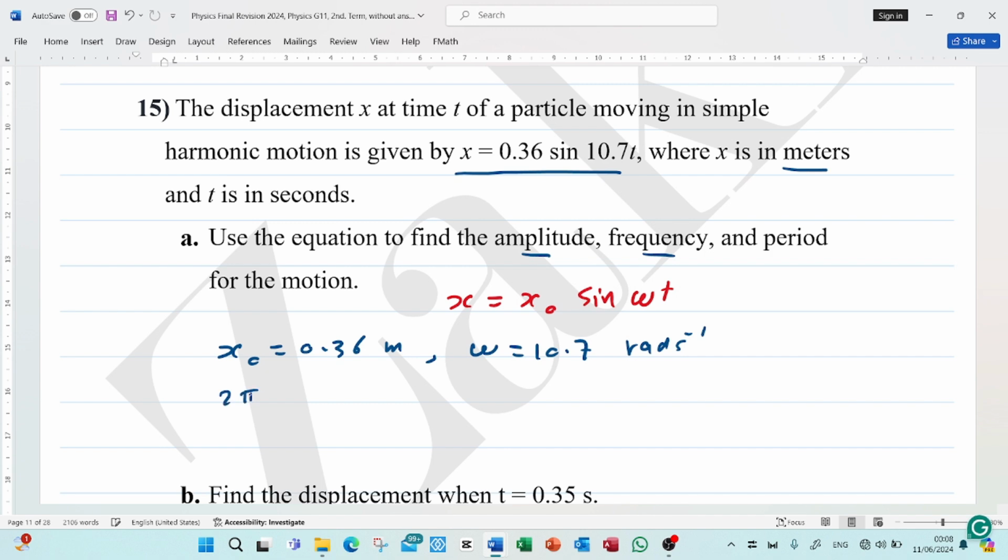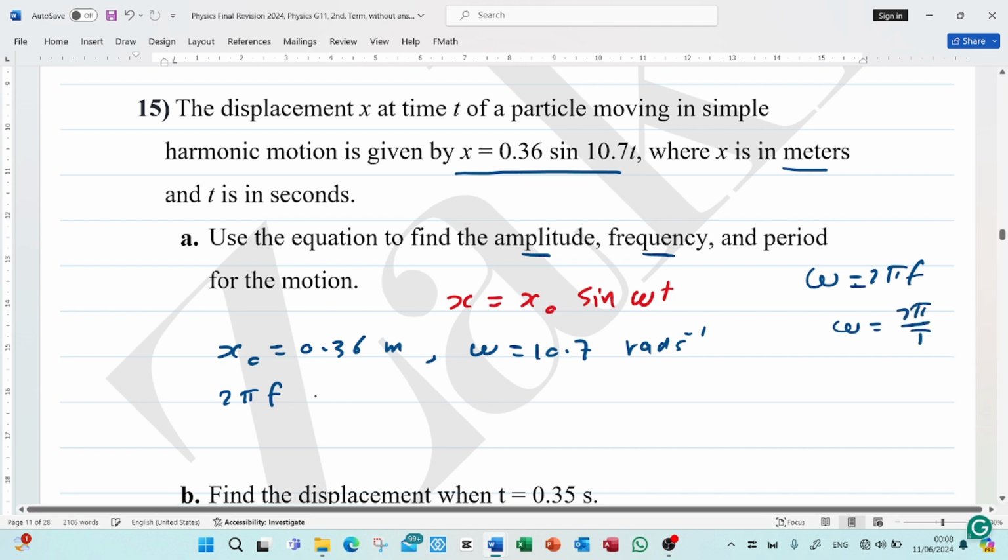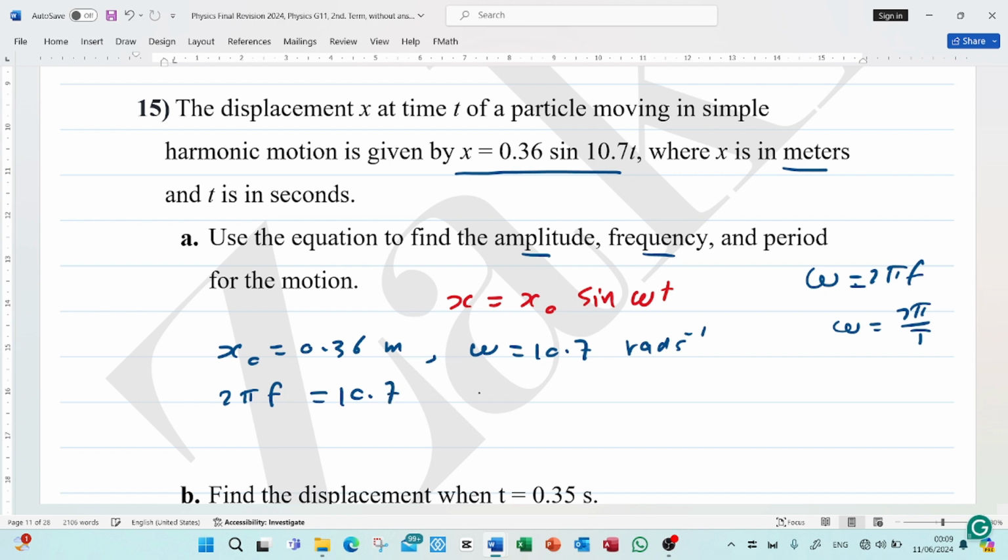So omega equals 2 pi f, remember, and also omega equals 2 pi over T. So 2 pi f equals 10.7, so f equals 10.7 divided by 2 pi, and you will get the frequency. It's 1.7, remember it's hertz. Now we need to calculate the time period. The relation between time period and the frequency is T equals 1 over f. So the time period equals 1 over 1.7, which equals 0.59 seconds.